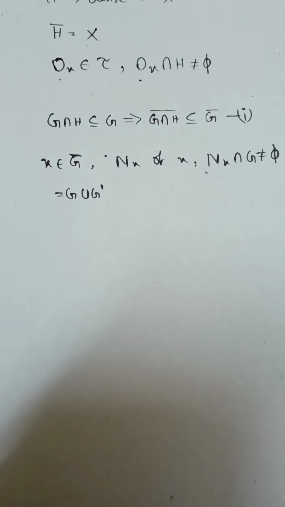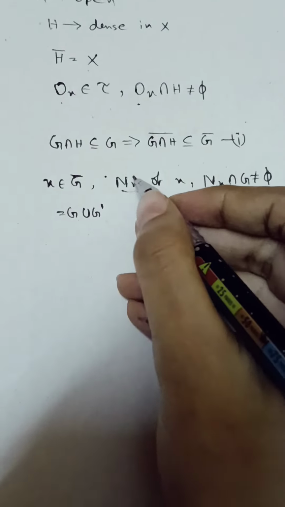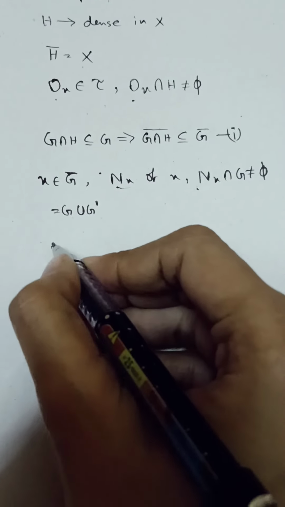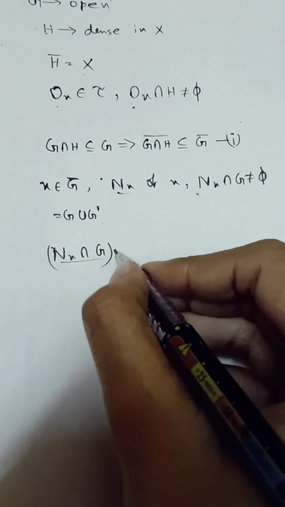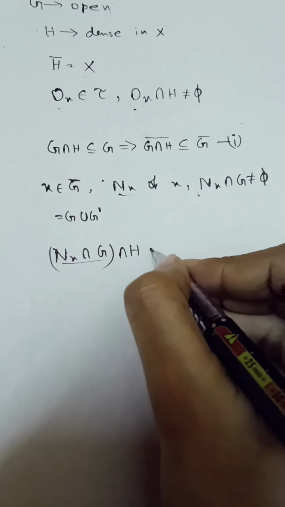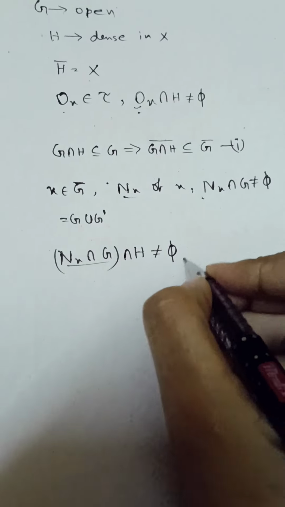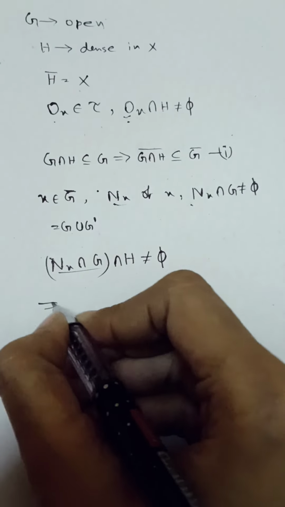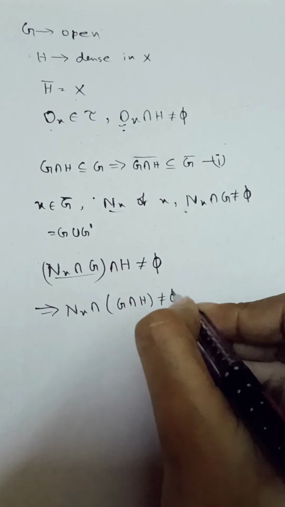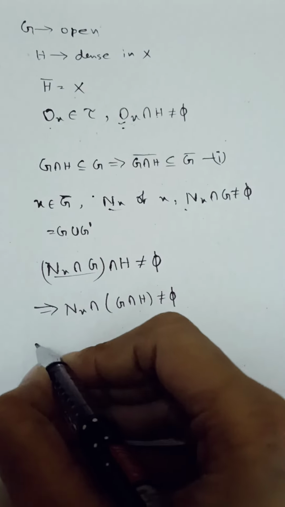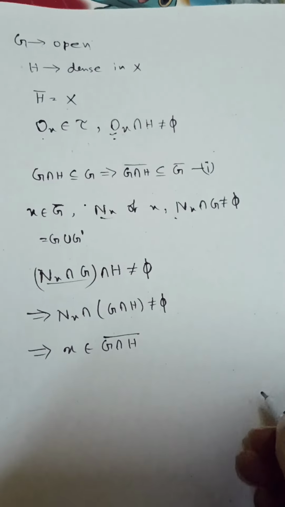Now since Nx and G both are open, and Nx is a neighborhood of x so it must be open, Nx intersection G is also open. And since this one is open, its intersection with H is not equal to phi. Why? Because of this property, and H is dense. So Nx intersection G intersection H is not equal to phi. And this proves that x belongs to the closure of G intersection H.